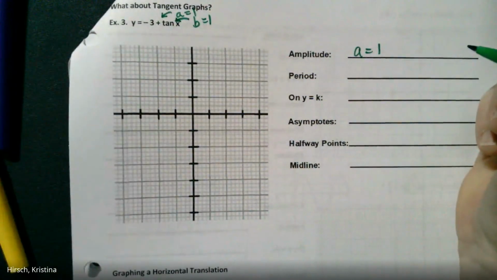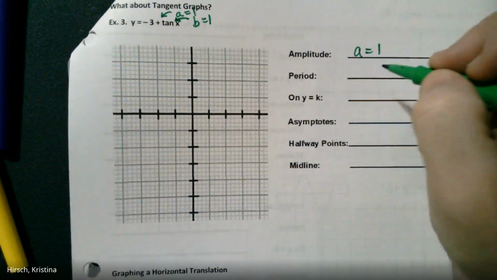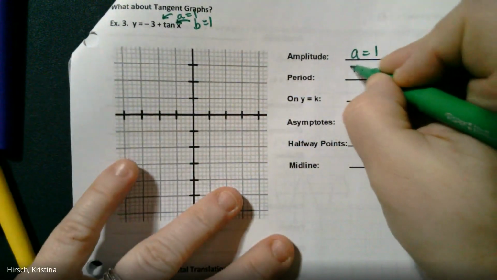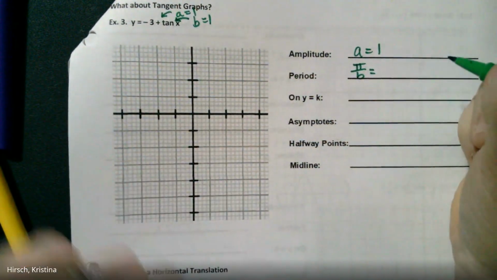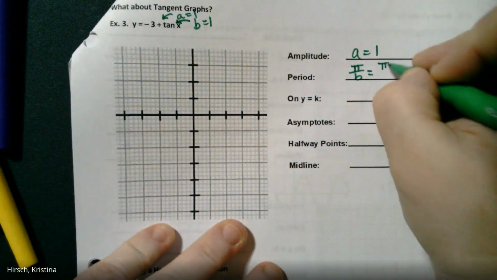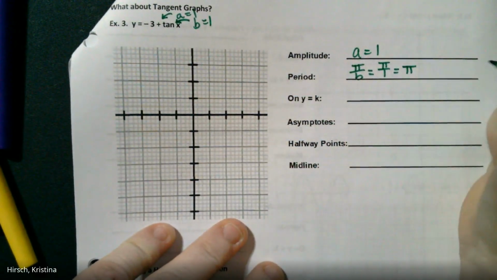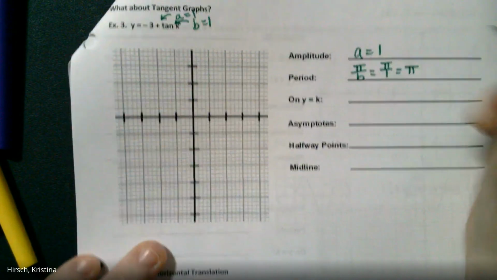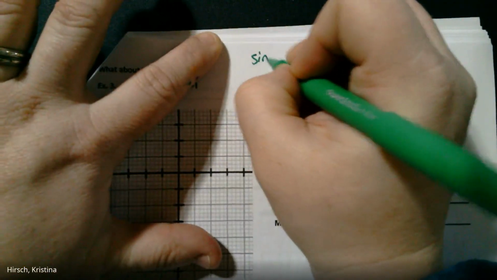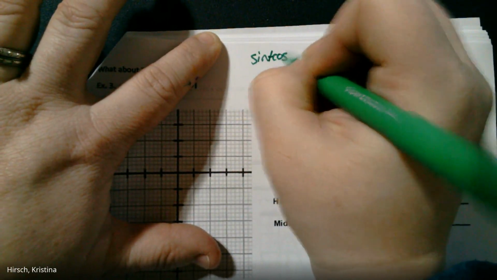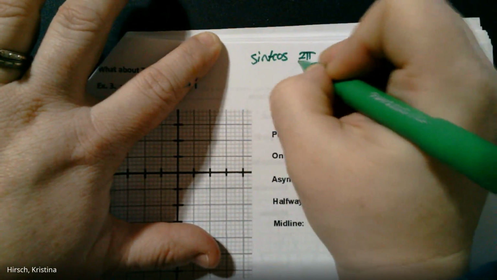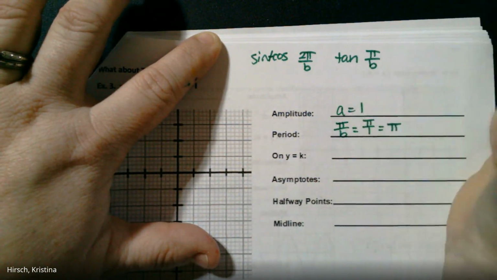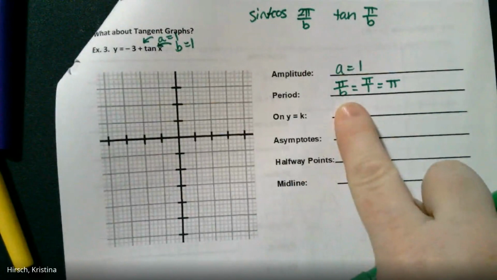Now, this is where some of y'all are going to mess up, because period is not 2 pi over B. If it's a tangent function, it's just pi over B. And B just happens to be 1, so pi over 1 is pi. Again, be mindful of your period formulas. If it is a sine or cosine, then period is 2 pi over b. But if it's a tangent function, it's just pi over b. So that's why we did pi over b here.